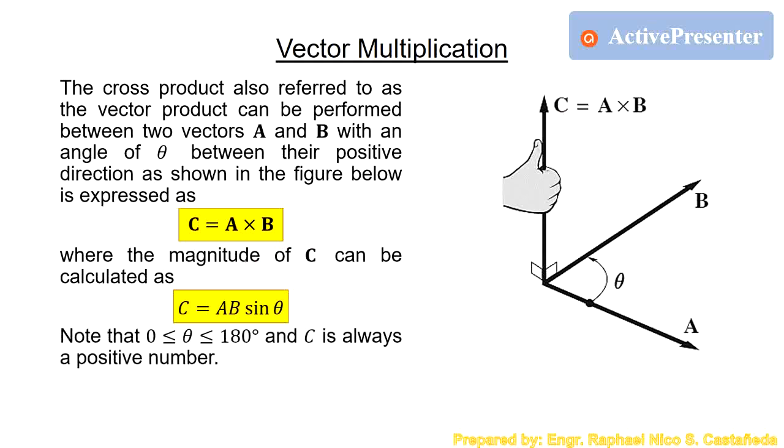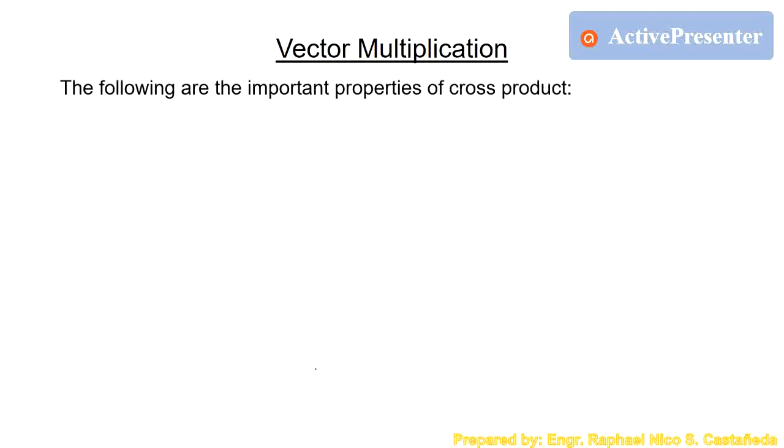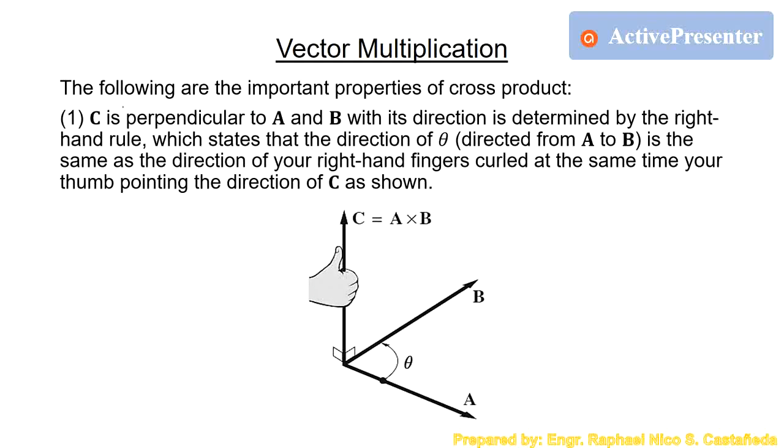Note that, the same as the dot product, theta must be between 0 to 180 degrees and C is always a positive number. The following are the important properties of the cross product. C is perpendicular to A and B. That is another important thing to remember: the angle between C and B is 90 degrees. Same goes for C and A, that is 90 degrees. So C is perpendicular to both vectors.